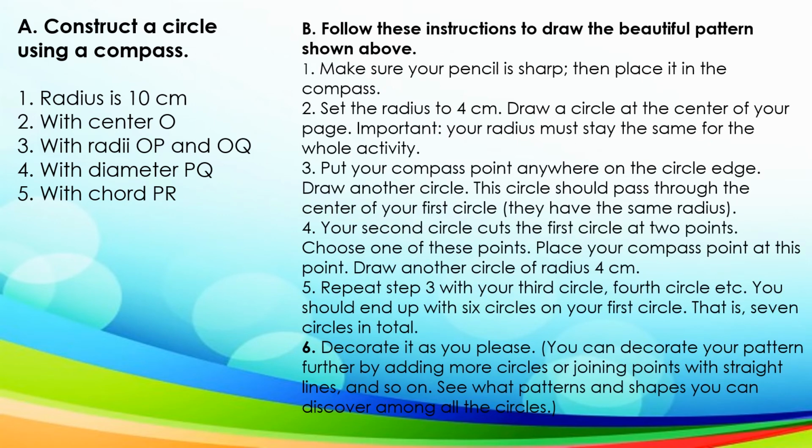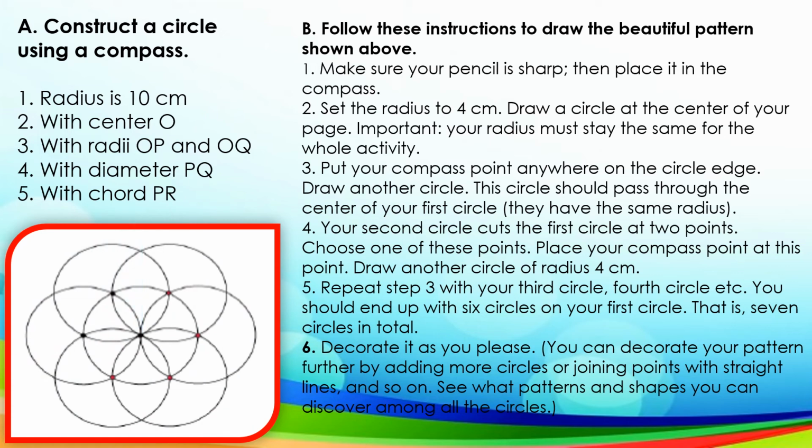And for letter B, follow this instruction to draw the beautiful pattern shown below. So make sure your pencil is sharp, then place it in a compass. Number 2, set the radius to 4 cm. Draw a circle at the center of your page. Okay, important reminder, your radius must stay the same for the whole activity.